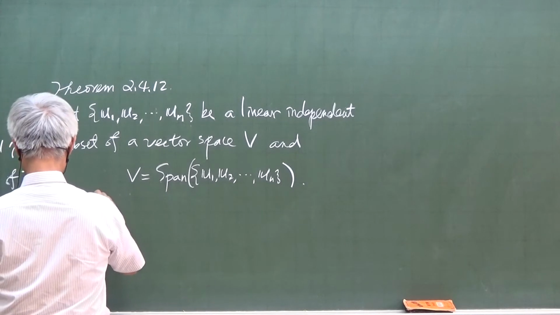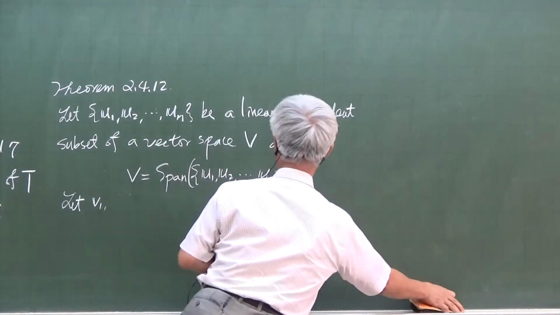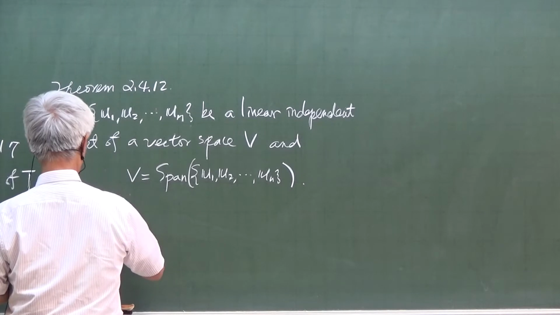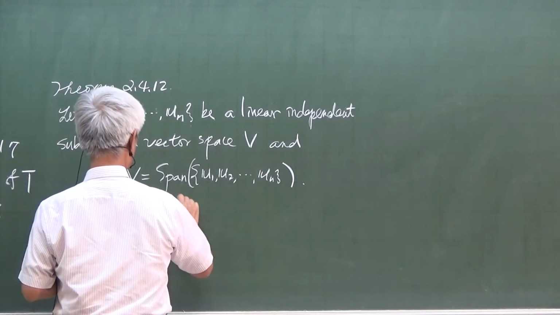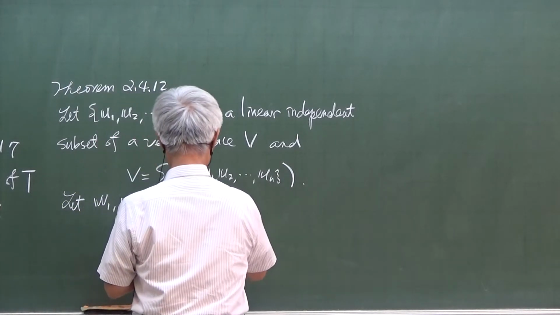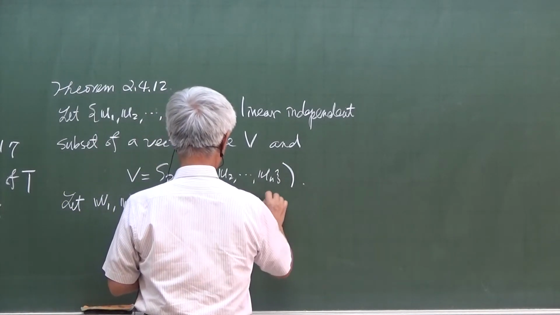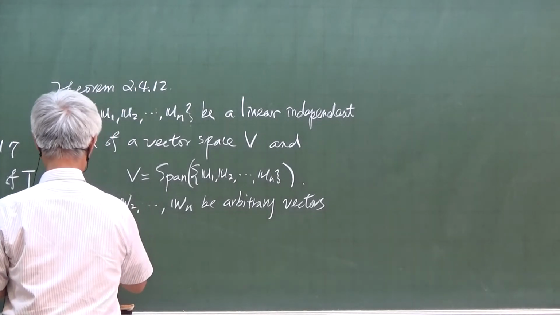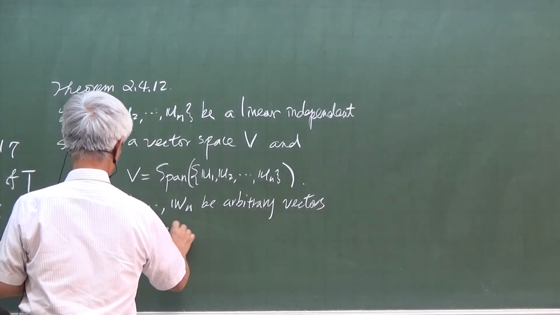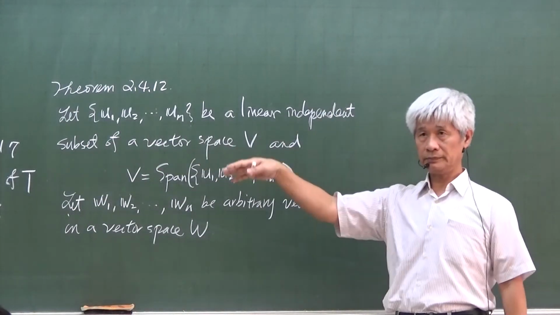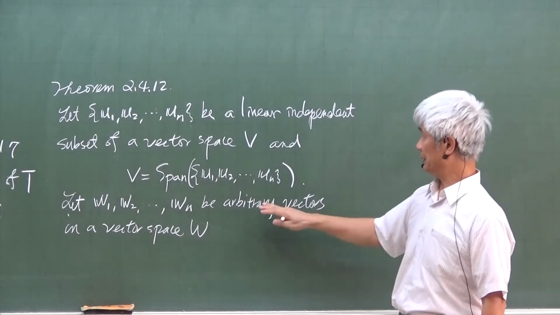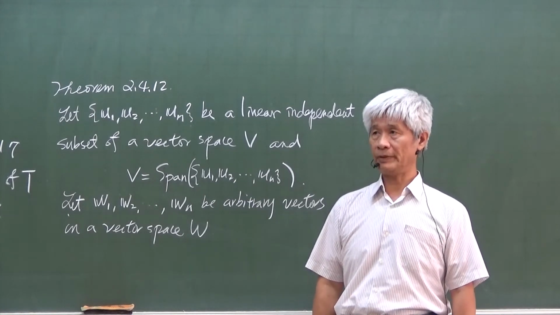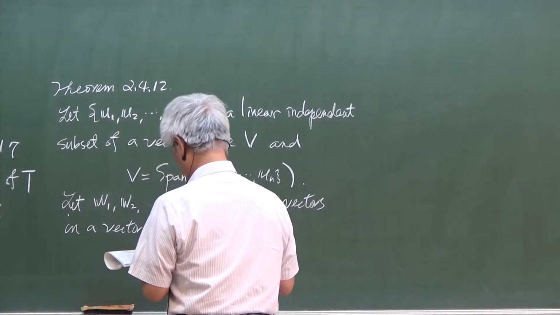Next one, let W1, W2 up to Wn be arbitrary vectors in a vector space W. So now, another vector space W, we pick up n vectors arbitrarily. Okay? Arbitrarily, okay?